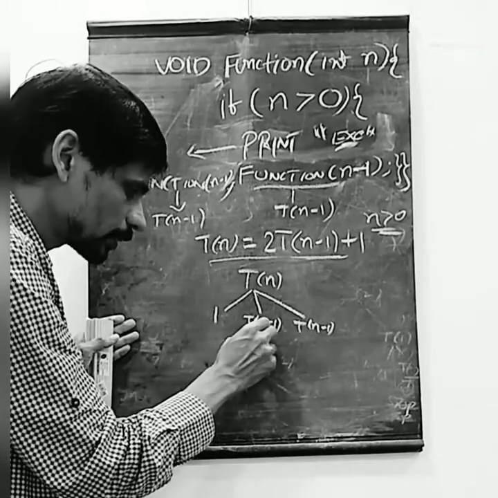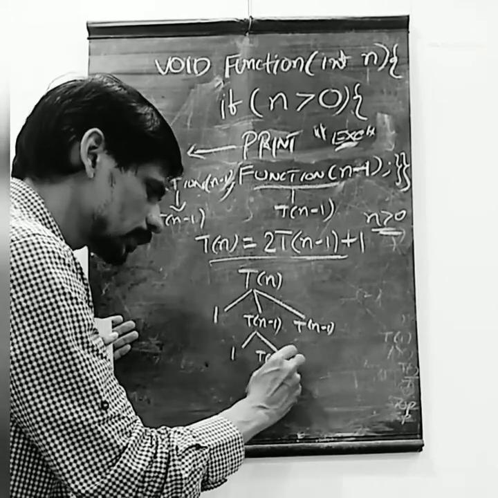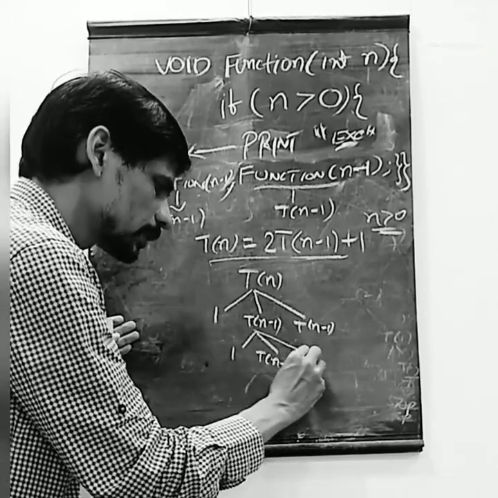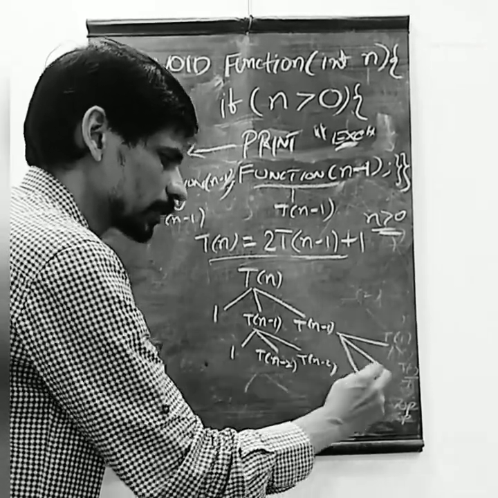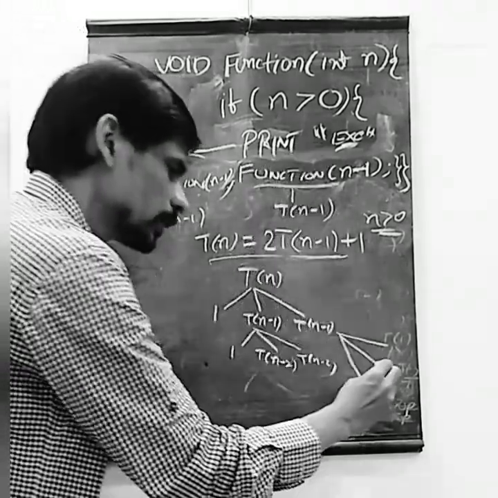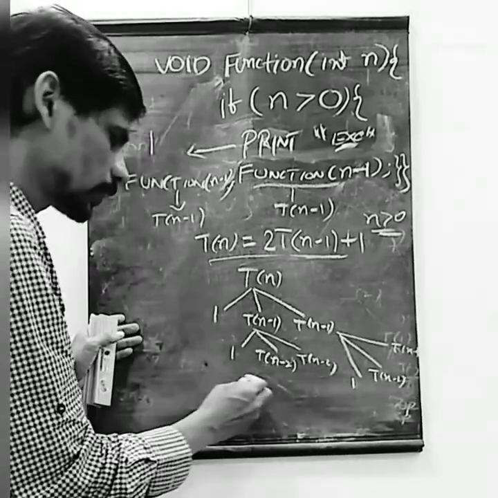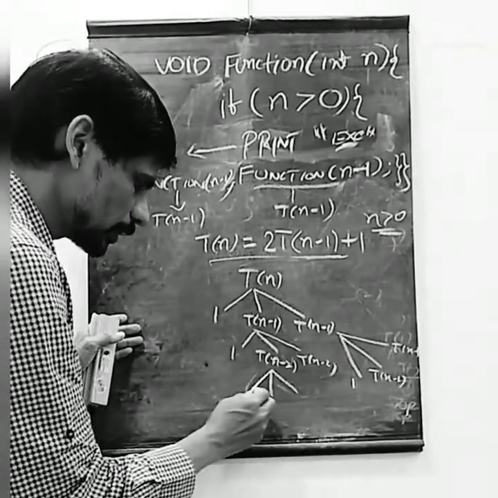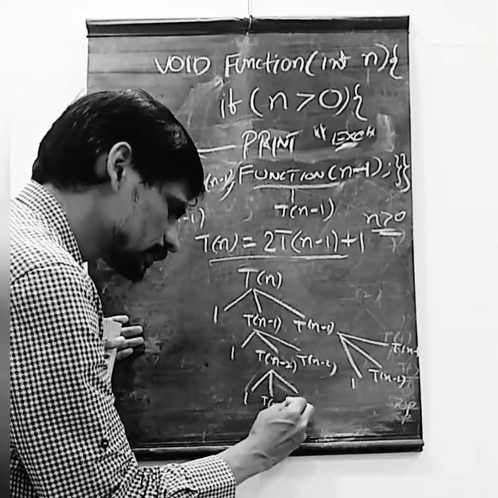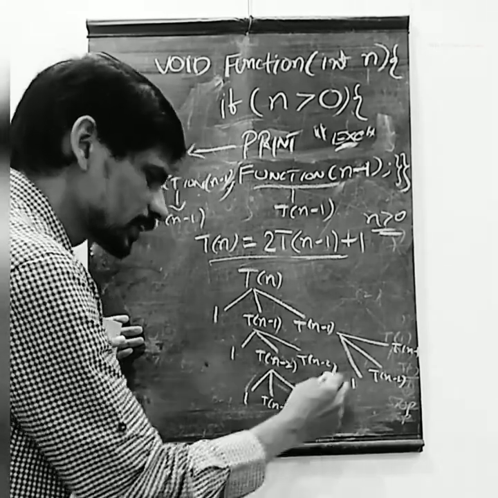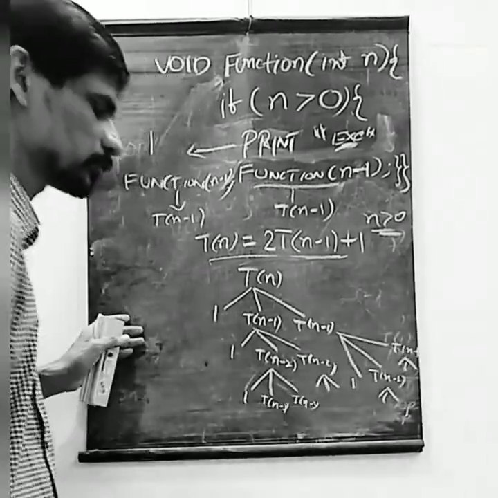So again what will happen? Again it will print one time and it will call T of n minus 2 and T of n minus 2. In the same way it will have 3 branches. It will print one time and T of n minus 2, T of n minus 2. If you see, again this statement will print one more time and it will become T of n minus 3, T of n minus 3. For this also the same thing, for this also the same thing.